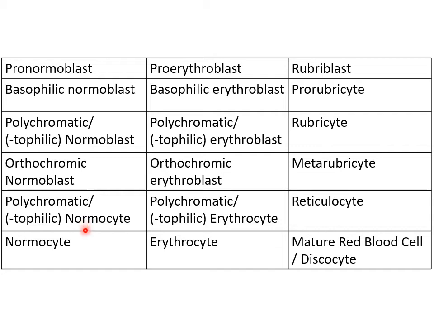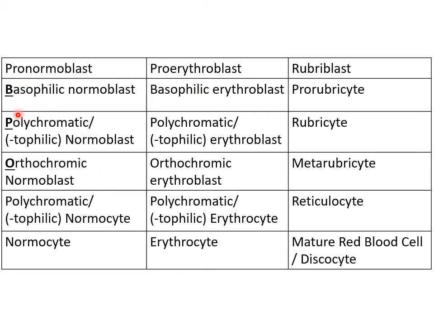Polychromatic or polychromatophilic erythrocyte na tayo. Kamukha niya ang name nito, right? Pero dito, erythrocyte kasi pa-next stage na siya. Then, dito, reticulocyte. Then, last, ang mga other names for erythrocyte, either mature RBC or discocyte. So, wag lang kayo magpapalito dito sa second to fourth stage.